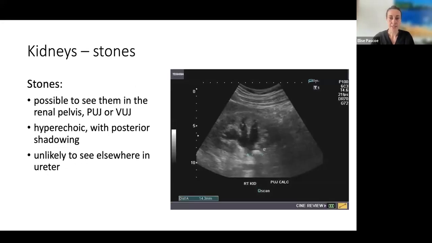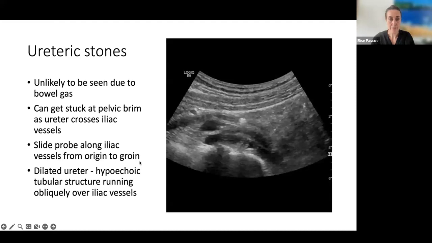So kidney stones, can you see them? It's possible. So if they're in the renal pelvis, the PUJ or the VUJ, you might be able to see them. They're going to appear as hyperechoic areas with posterior acoustic shadowing, and you're less likely to see them elsewhere in the ureter. So that's really because of bowel gas. But it is possible to see them in some cases. And this is a cool video I'll show you of a mid-ureteric stone sitting here.